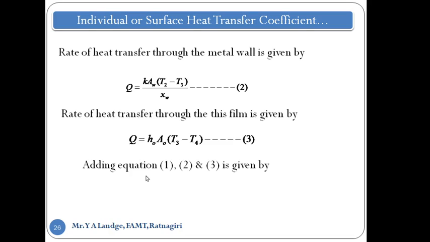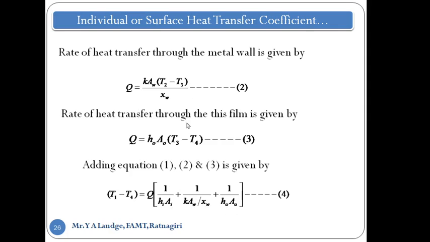Now we add all three equations 1, 2 and 3. After the addition, we get, in terms of the temperature gradient, T1 minus T4 is equal to Q times the bracket of 1 upon HI AI plus XW upon K AW plus 1 upon HO AO.